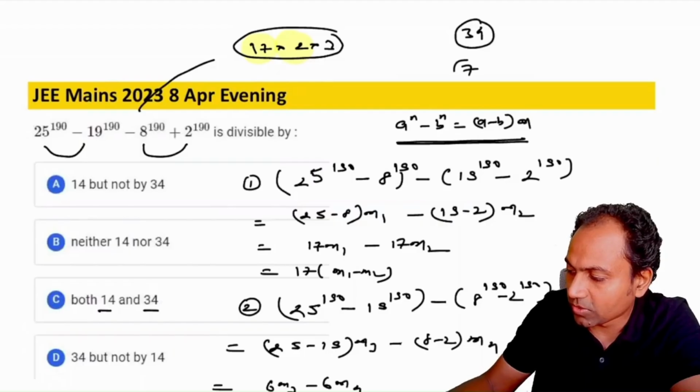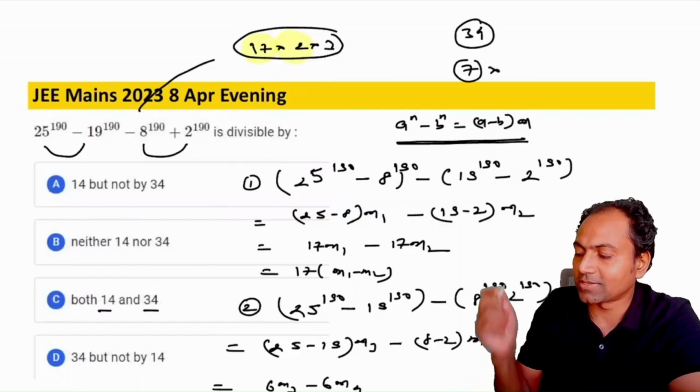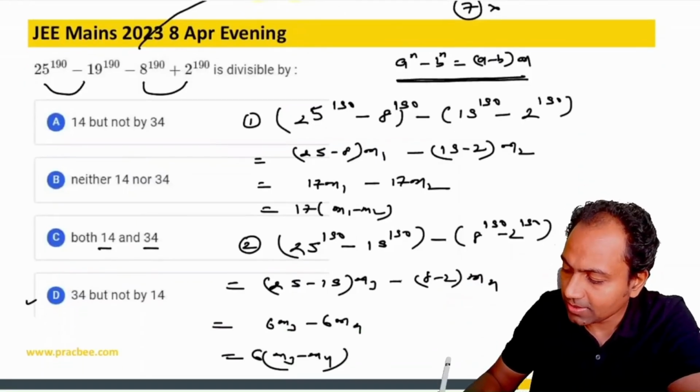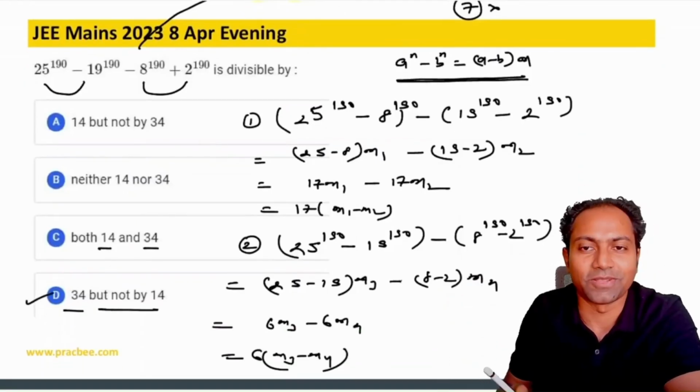But 7 is not possible because any of our factors that are coming will not make 7. So option D becomes correct, that multiple of 34 but not 14.